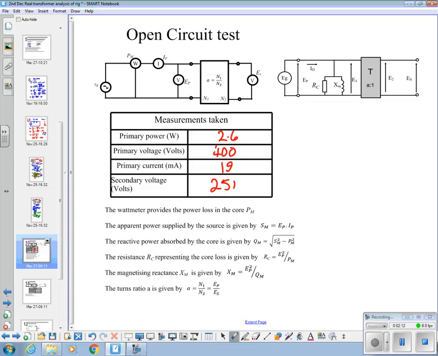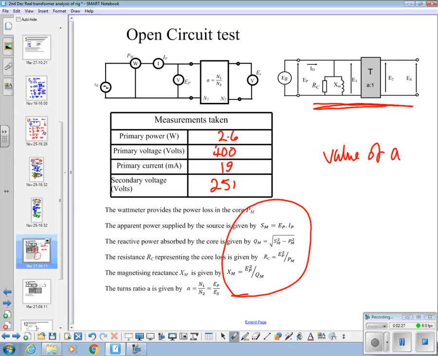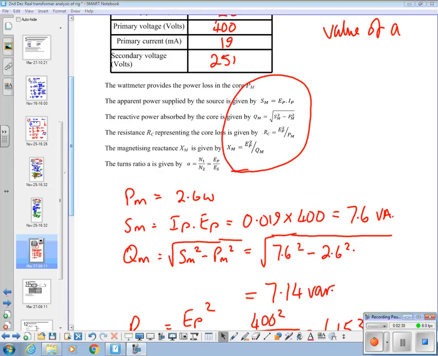If those of you watching the video now would like to pause and see if you can do these calculations to work out the parameters for the open circuit model, and importantly get the value of A that we need for the analysis of the on-load conditions. Let's check through that and see if we both concur.